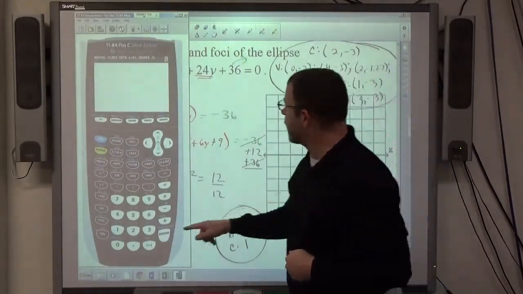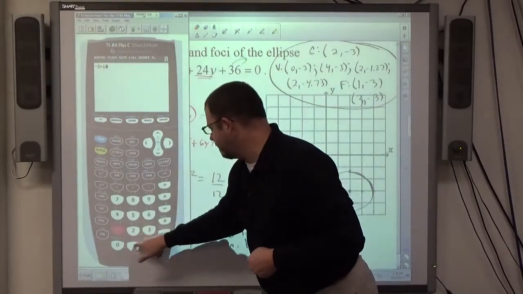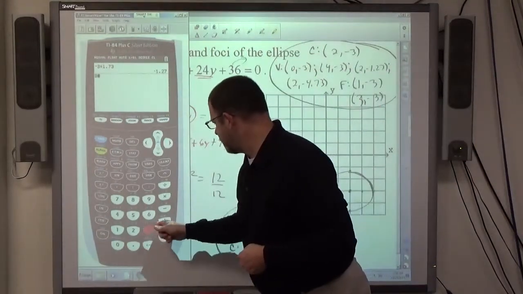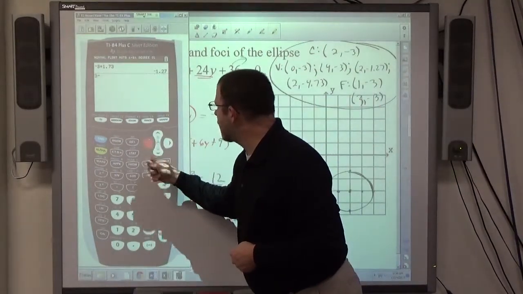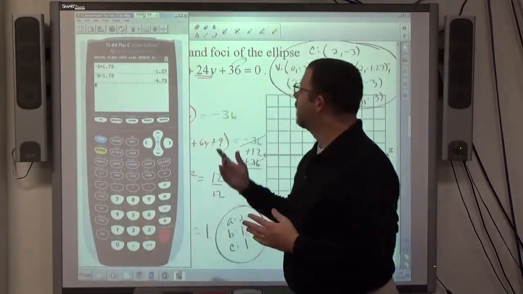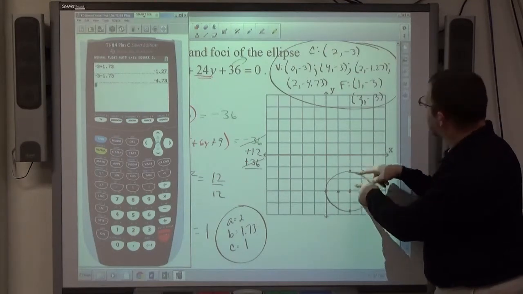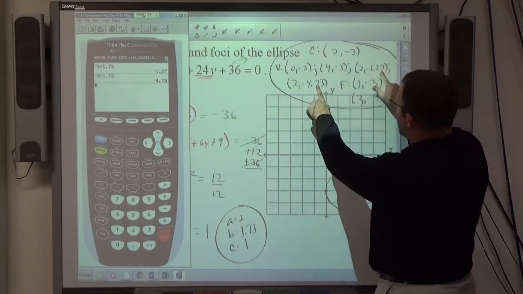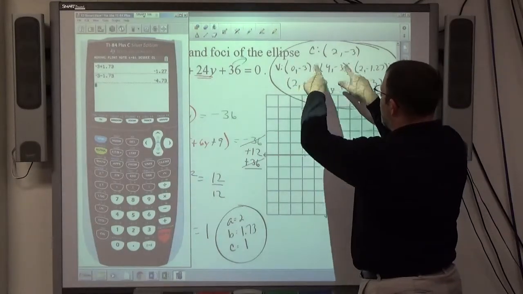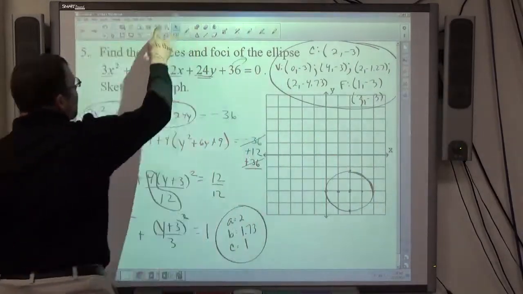So let's just say that you're unsure of what that's supposed to be. My center value is negative 3. If I add 1.73, I get negative 1.27. If I subtract the 1.73, you get negative 4.73. As I'm moving up or down, notice that x stayed 2, y modified. As I move left and right, y stayed negative 3, x modified. So just keep that in mind as you're identifying points.